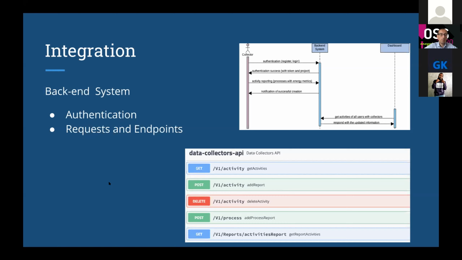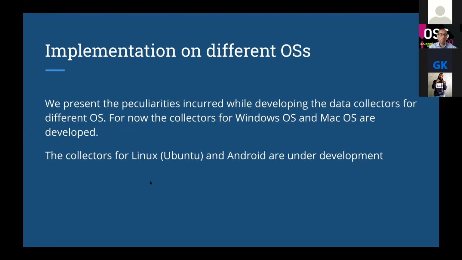For authentication, once a user is logged into the app, he gets a token, and with upcoming requests, while communicating with the back end, he's going to use that token for further communication. That's all about the integration and implementation on different operating systems. We have done it so far for the Mac and the Windows, but we are presently working on Linux, which is Ubuntu in this case, and Android.